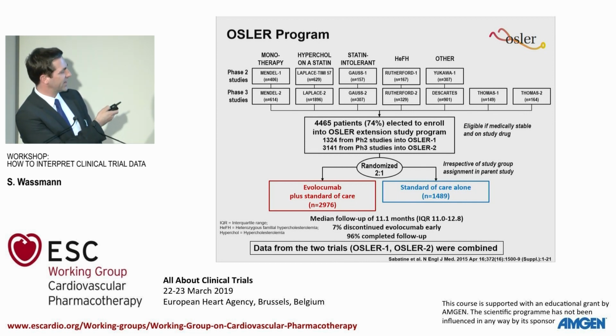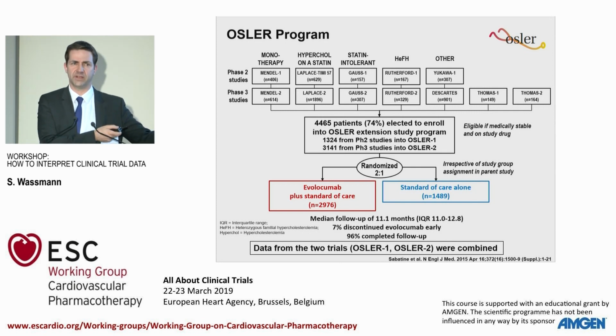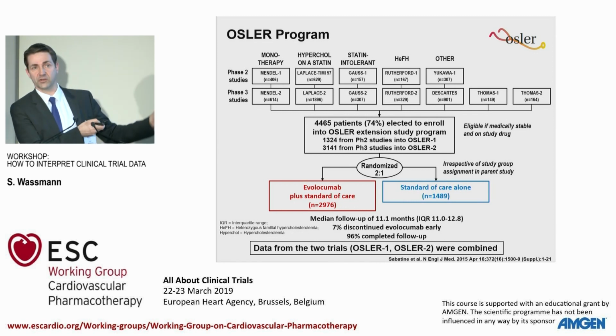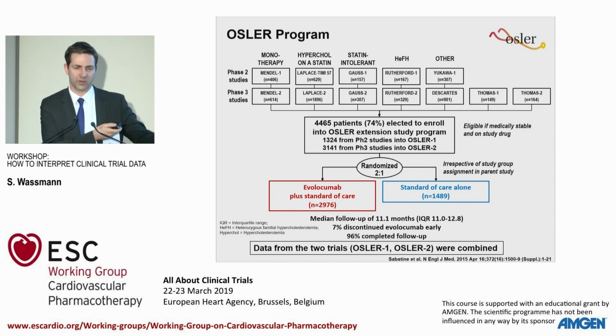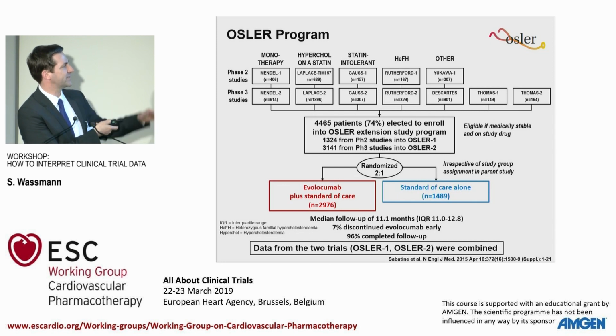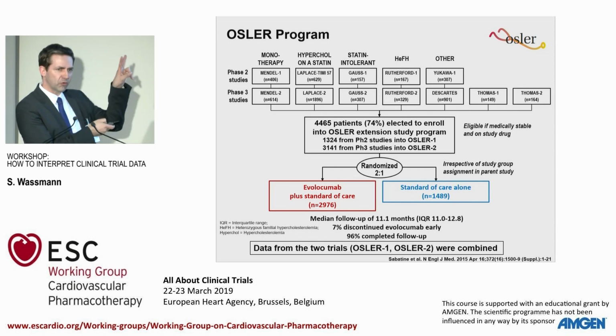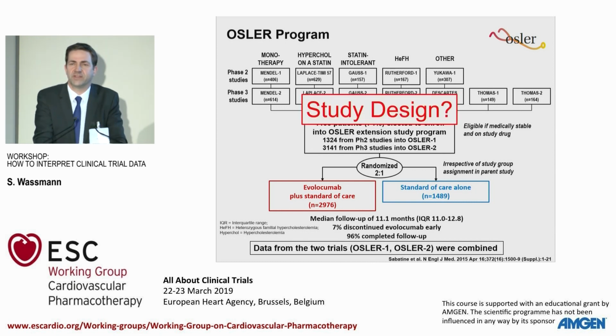So you can see they have different names here. Patients who came out of this were asked, would you be interested in another study, which was then called the OSLER trials. So 4,465 patients elected to be enrolled in a follow-up study. There was a washout period, and patients were randomized 2-to-1 to receive evolocumab or standard of care. And the data of these two trials, we have to say, were combined in one data analysis. So what do you think about this design? Is it okay to do that?